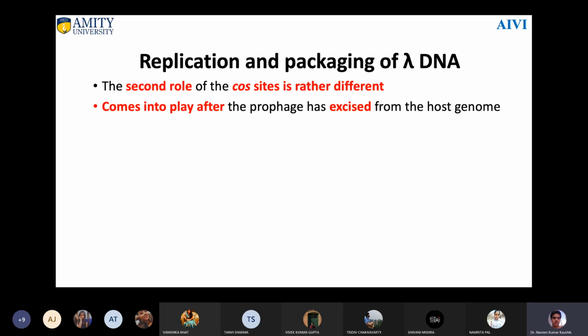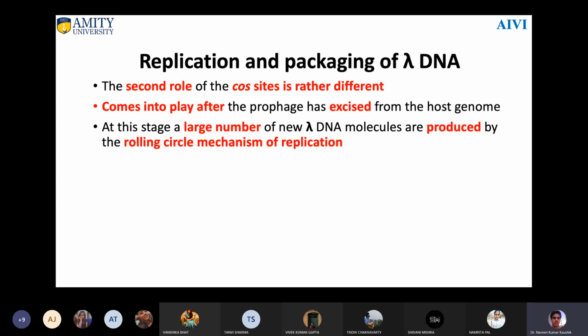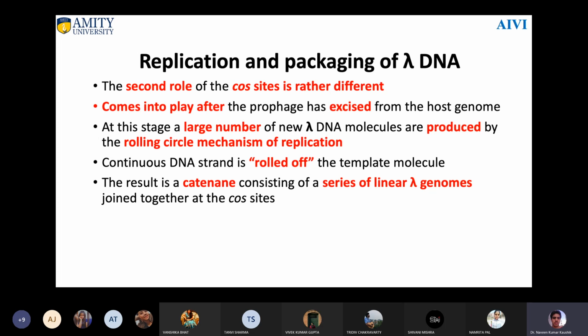So when the lysogeny is over, the phages are going to come out of the genome, and now the cos site is going to play a role in packaging into the capsid. At this stage, a large amount of lambda DNA molecules are going to be produced. The replication mode is rolling circle because the DNA is circular in nature. It is continually rolled off and keeps on replicating. This results in a concatemer consisting of a series of linear lambda genomes joined together at both sides.